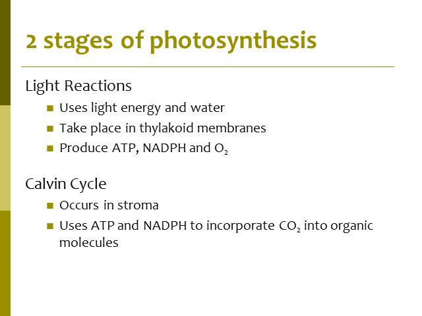We then take that ATP and NADPH and it goes into the Calvin cycle. Here, the Calvin cycle occurs in the stroma, which is just the opening inside of the chloroplast. So we're going to use the ATP and NADPH that was generated during the light reaction to incorporate our carbon dioxide and turn it into an organic molecule. Basically, we take carbon dioxide and put hydrogens onto it to turn it into a type of carbohydrate that the plant can then use to build pretty much anything that it needs.